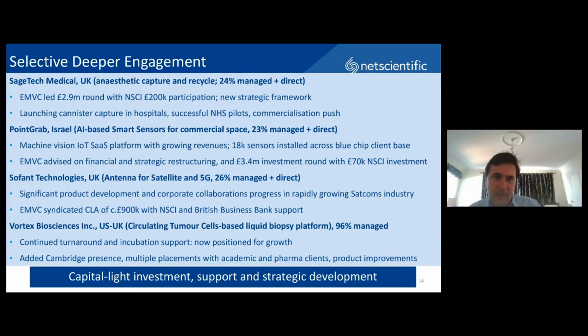In addition to the multi-million investments we've syndicated in 2018 and 19, earlier this year we also syndicated a £900,000 convertible loan with British Business Bank support, once again NETSCIENTIFIC on the right. The last one I'll mention here is Vortex Biosciences, and this is a potentially transformative business in the liquid biopsy and in general oncology space.